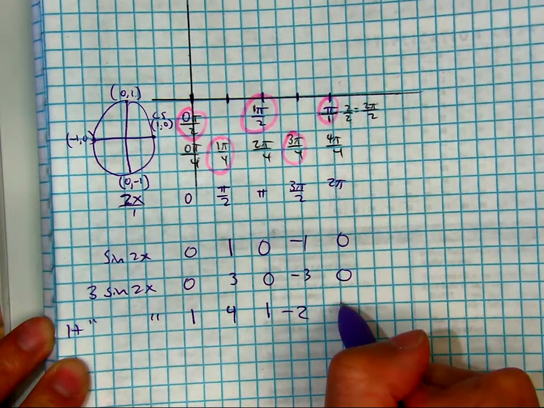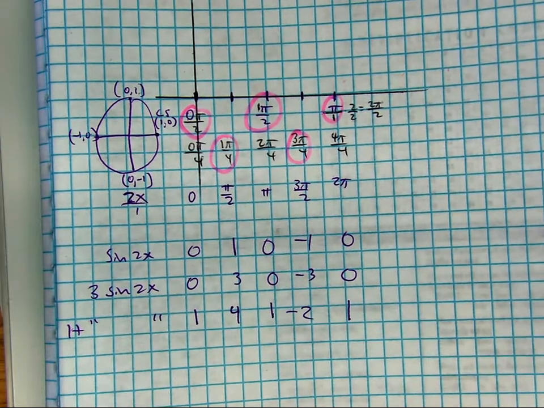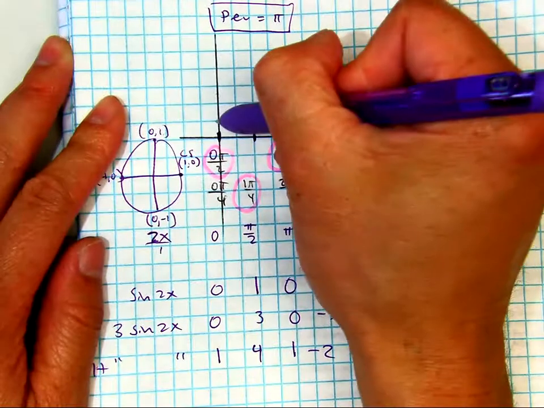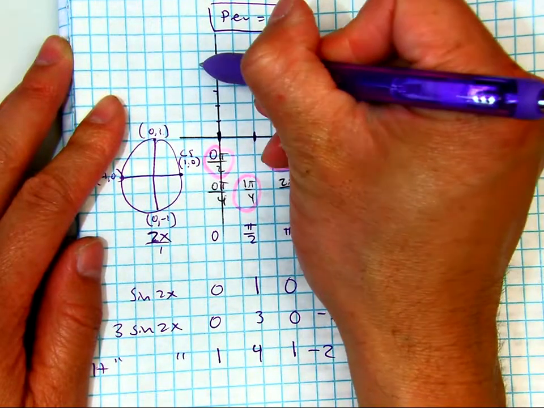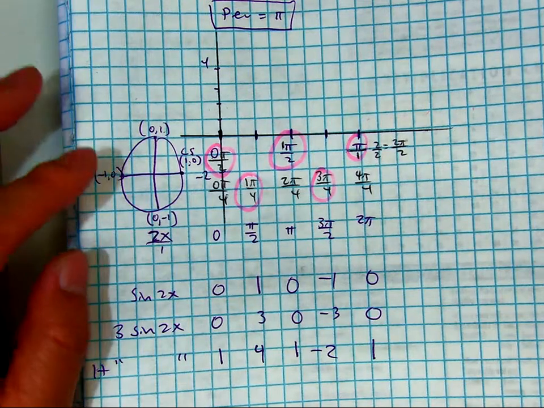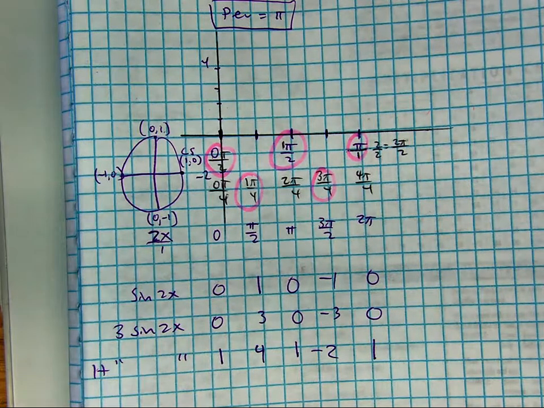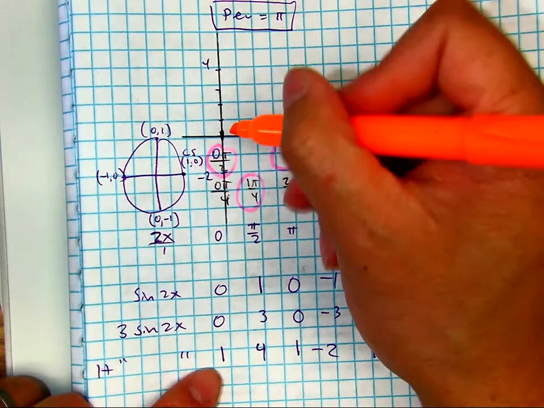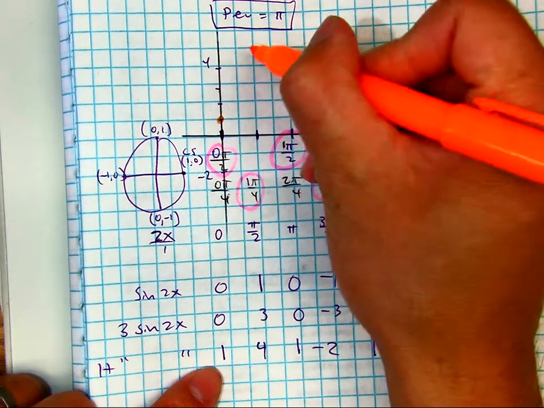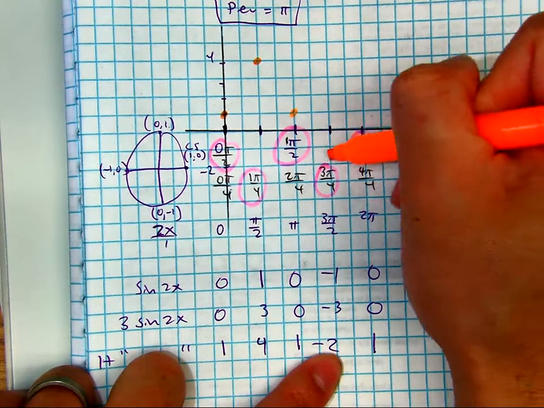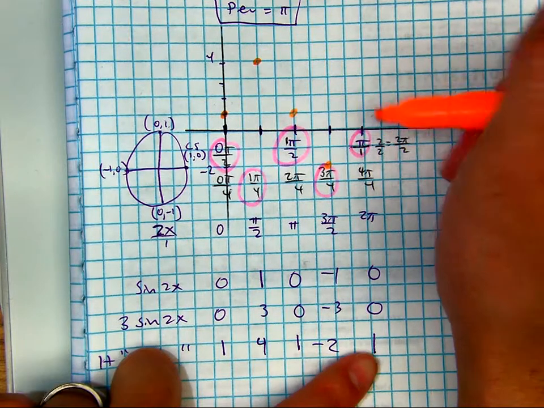So I have 1, 2, 3, 4. This one goes down to -2. Pick your favorite color. So I have 1, 4, 1, -2, and 1. So then I just have my graph that looks like this.